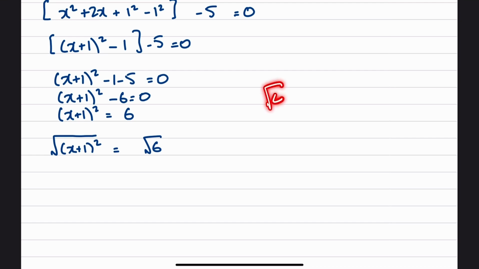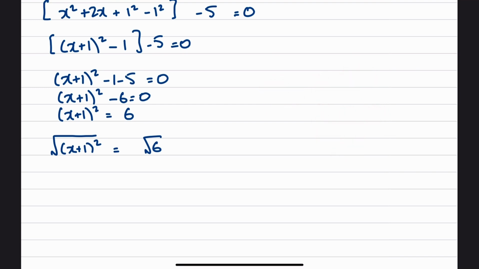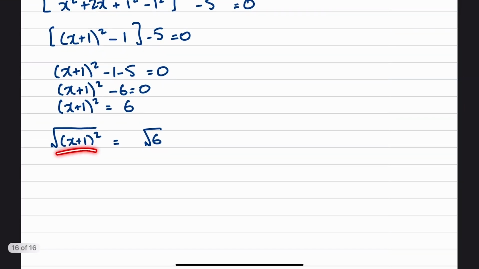So when you square root 4, it means 4 to the power of 1 over 2, and 4 itself is 2 to the power 2. So 2 to the power 2, to the power 1 over 2, this 2 and this 2 get cancelled out, so you're left with 2. And that's why a whole square and a square root cancel out, because this essentially means (x plus 1) whole squared to the power 1 over 2, and the 2 and 2 get cancelled out. So the square root and the whole square get cancelled out.